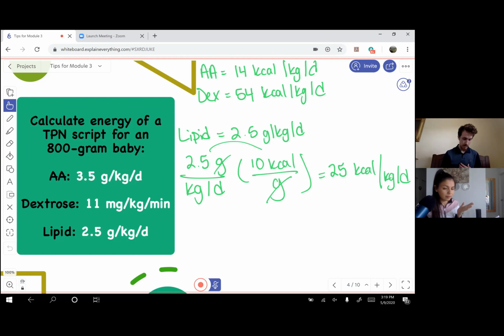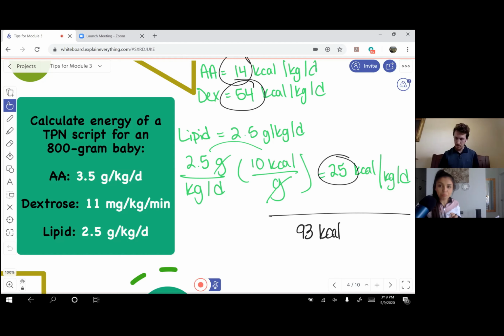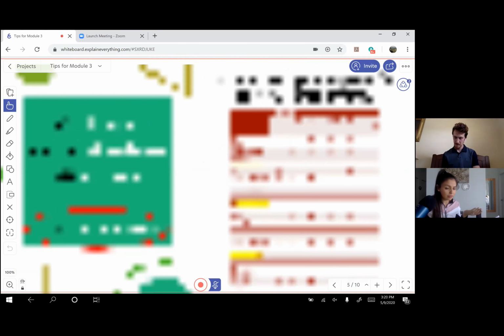Perfect. So now we have our calories from all three sources, and we're just going to add those up. We have 14 from amino acids, plus 54 from dextrose, and 25 from lipids, which will give us a total of 93 calories per kilogram per day. Yeah, that's what I got. Okay, beautiful. Are we done? So we calculated the energy that this TPN script will provide us. Let's move on, but now we have to see if this is actually adequate, right?